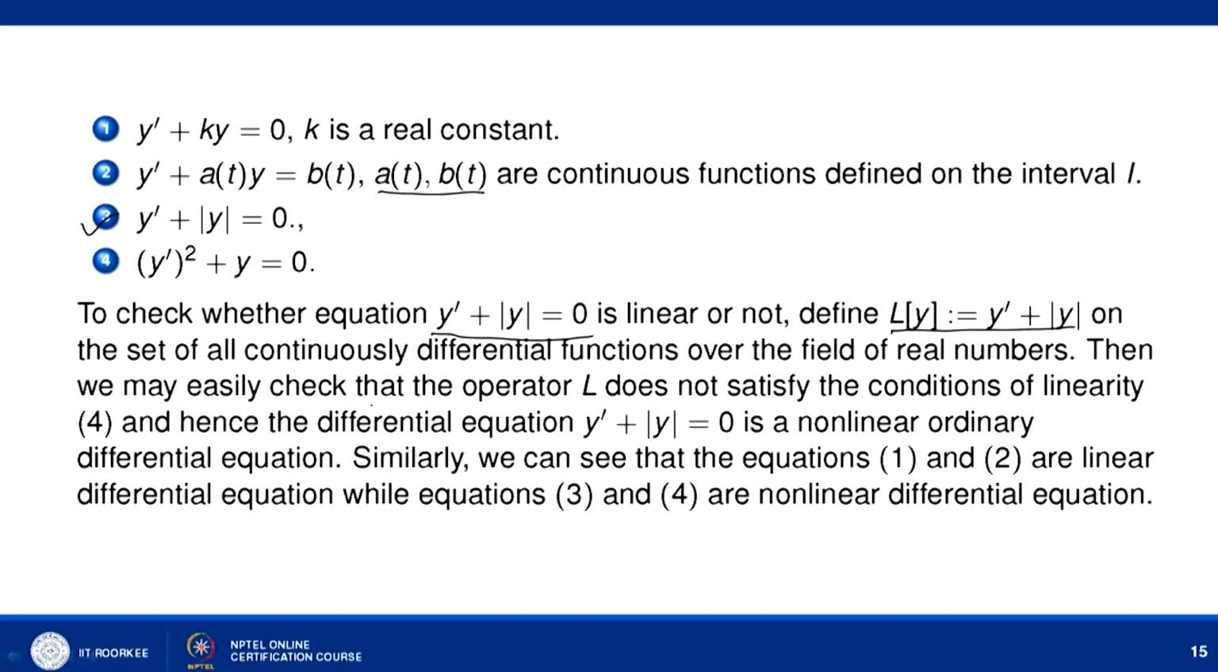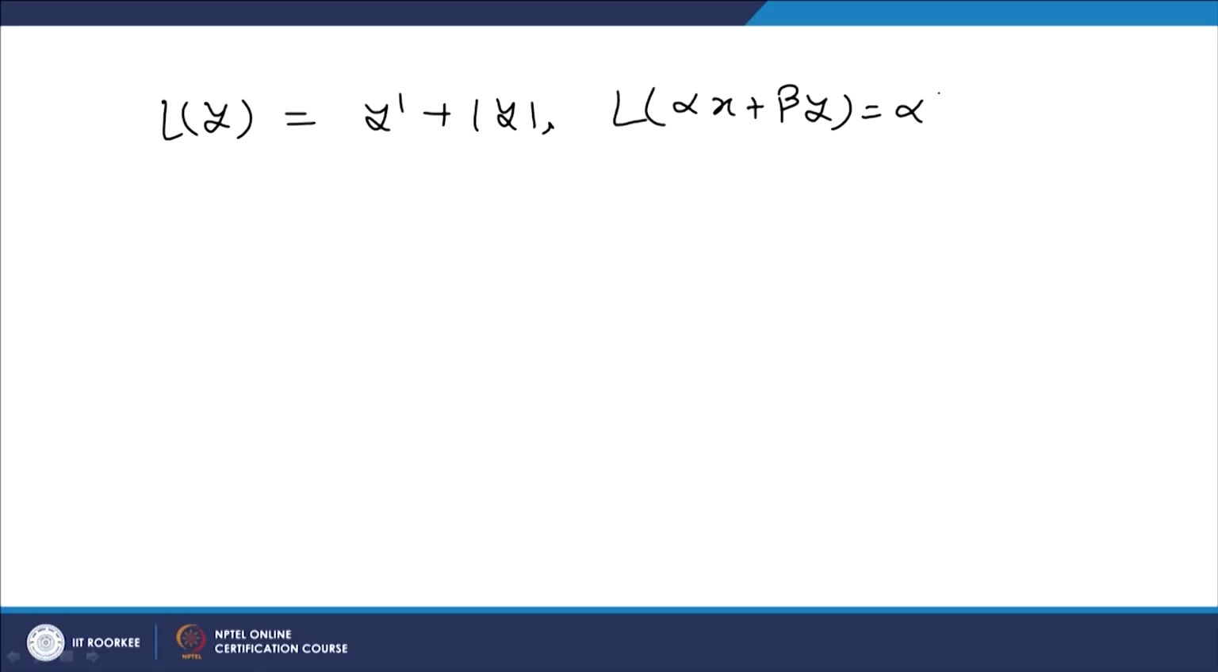Then we may easily check that the operator L does not satisfy the condition of linearity. And how can we check? Let us look at here. We have L of y defined as y dash plus mod of y. The condition which we want to check is that L of alpha x plus beta y is equal to alpha Lx plus beta L of y. So, the operator is defined like this.